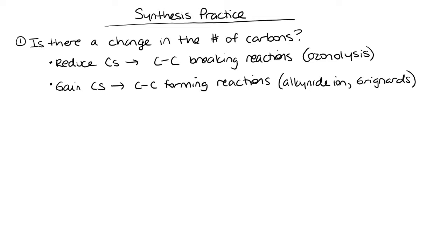The first one, is there a change in the number of carbons? If the answer is yes, we want to figure out if we're reducing the number of carbons or gaining carbons. So based on the reactions we've learned thus far in this class, if you're reducing carbons, we know that we need a carbon-carbon breaking reaction. And the only one we know right now is ozonolysis. If you are gaining carbons, we want to think about our carbon-carbon forming reactions. And at this point, we've learned about the alkylate ion and Grignard reagents that allow us to form carbon-carbon bonds.